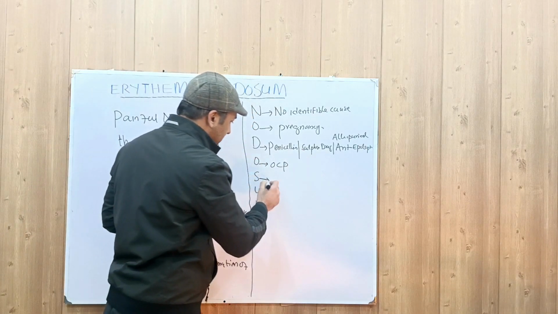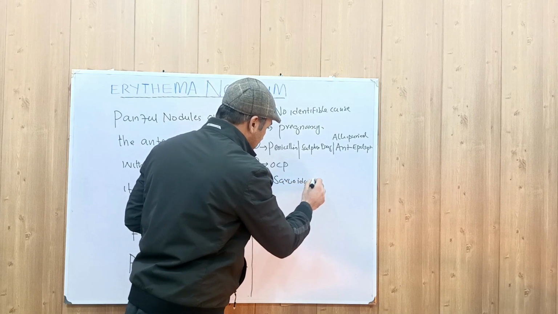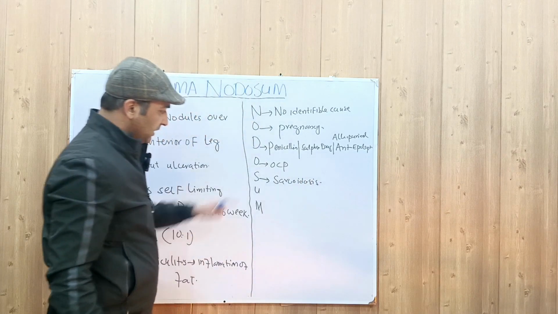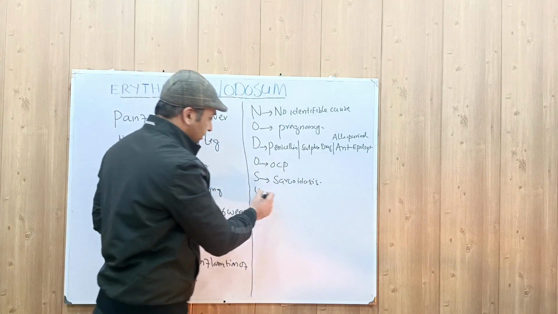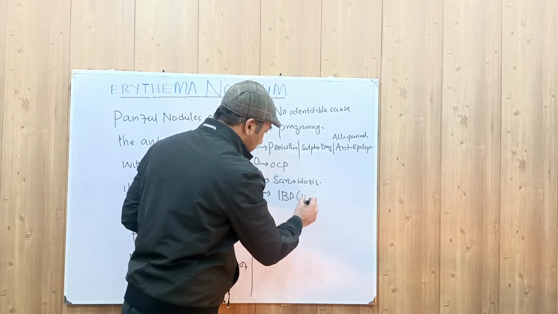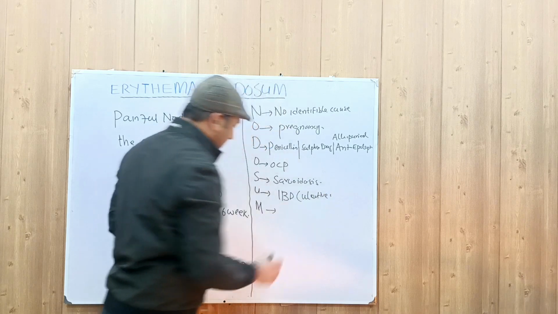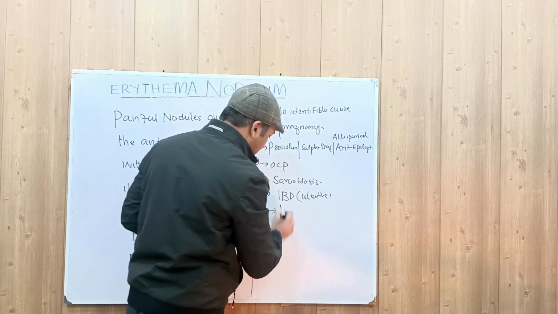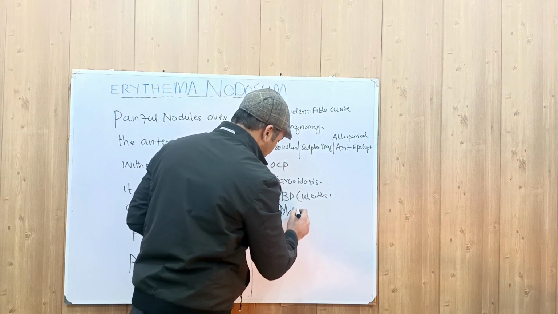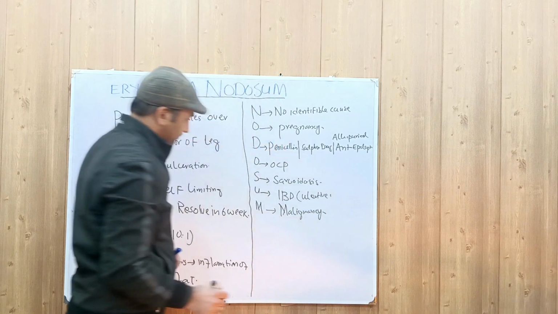S here is for sarcoidosis. U here is for ulcerative colitis, meaning IBD. M here is for malignancy. Malignancy can also cause erythema nodosum.